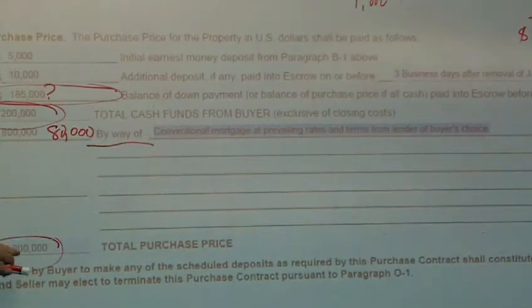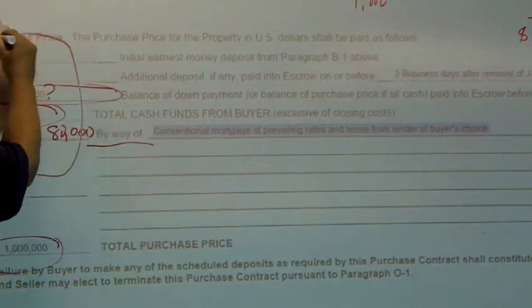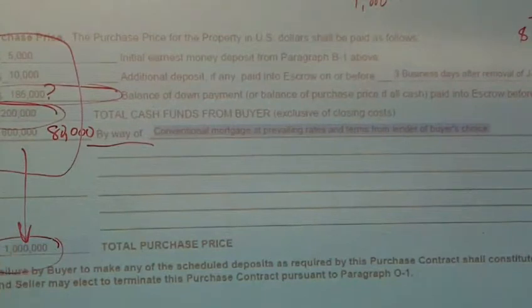And then the total purchase price will be all of these things added up. We'll carry down to here. This, I'm pretty sure, is auto-calculated in the zip form.